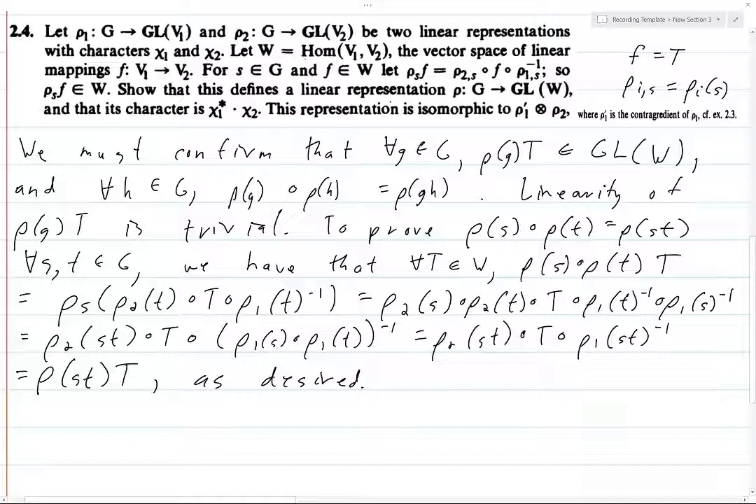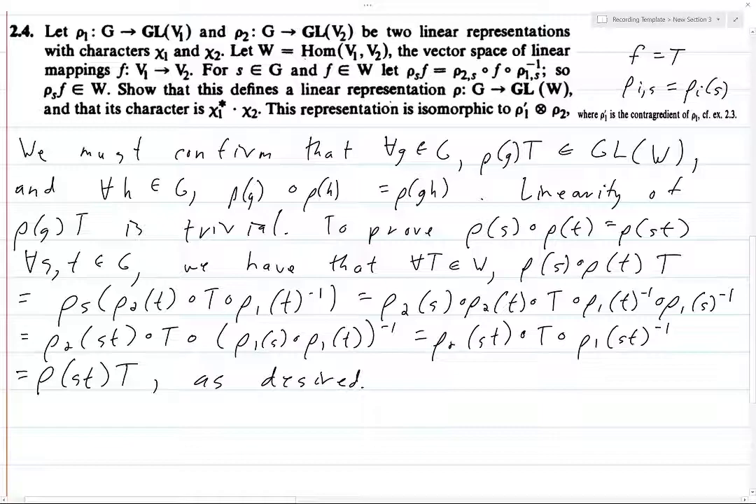We already know, from the thing that I just described when I was talking about this part, how evaluating rho g at capital T will give us a map from V1 to V2. And the linearity argument that we gave is proof that rho g of capital T will give us a linear map from V1 to V2.